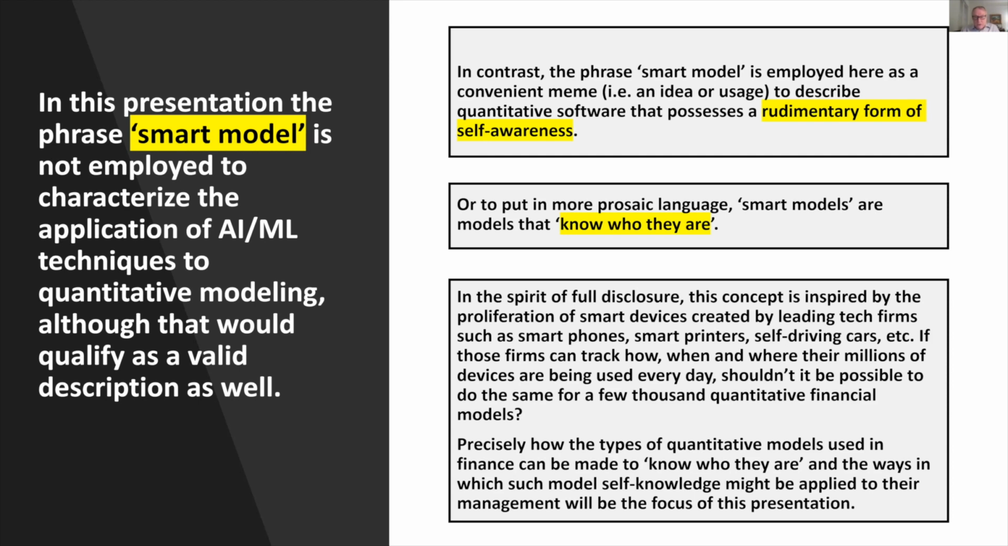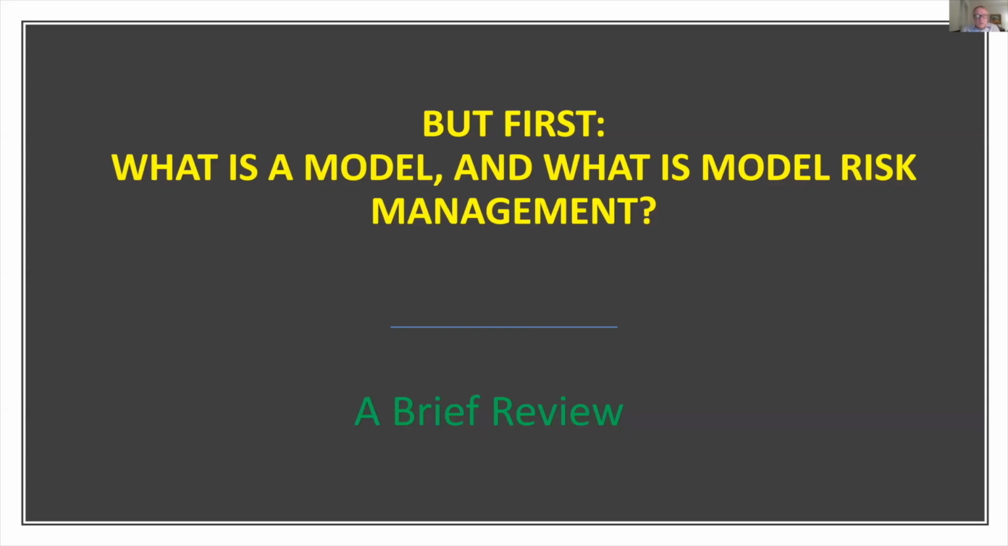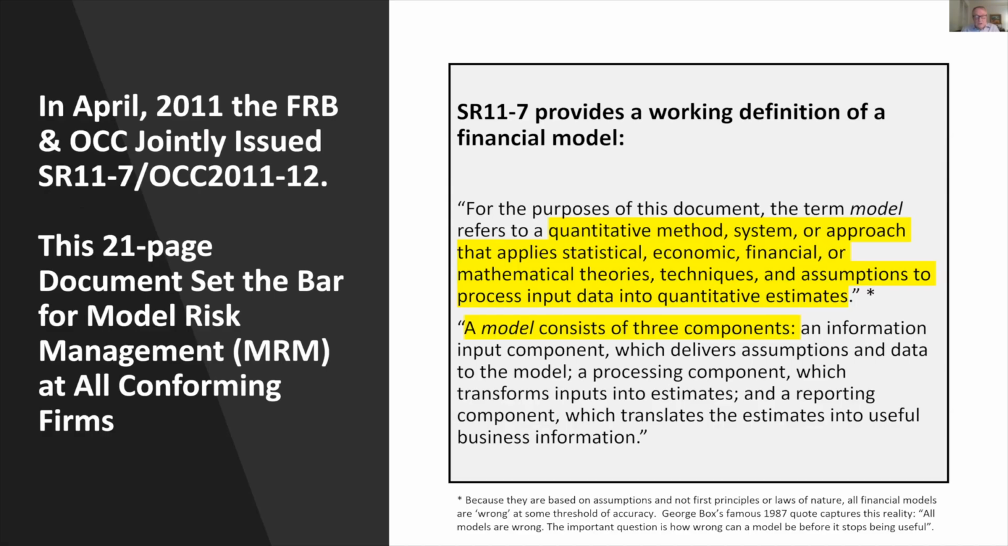For those of you who may not be familiar, I'll briefly go through a review of what a model is and what model risk management is all about. The Bible for model risk management at conforming banks in both the US and most European banks is a document called SR 11-7/OCC 2011-12, jointly issued by the FRB and the OCC. And it was a 21-page document that set the bar in 2011 for model risk management at all conforming banks.